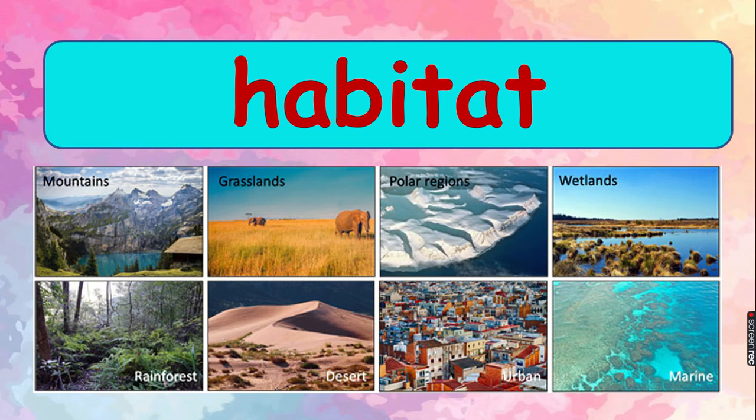Here we have habitat. So we had this word on our unit 4 as well. Like different homes for living things. That's what we call habitat. So these are different examples of habitats. Mountains, grasslands, polar regions or Arctic, wetlands, rainforest, desert, urban, marine, or ocean. These are called habitats. Can you say the word again? Habitat. Habitat. Habitats.